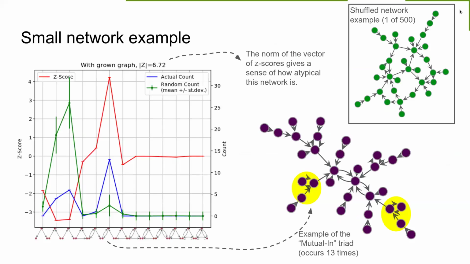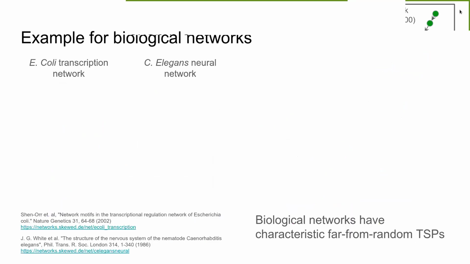So just to make that a little bit more concrete, there's a very small example with an unrealistically small network, but say that with your network, you would count up all of those motifs that are highlighted in yellow, 2 of these mutual in triads, and then you compare that with 500, say, shuffled networks. And then you can see on the chart that we've got the actual count and then the distribution of random counts, and then we can calculate a z-score from that.